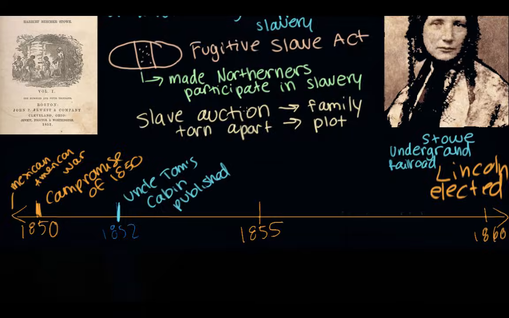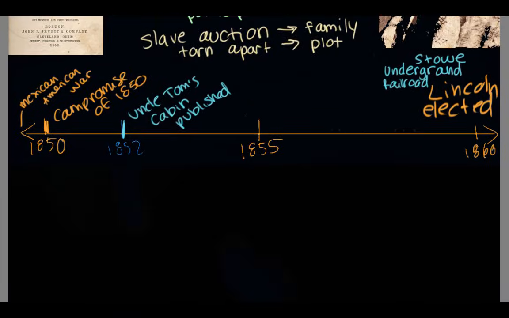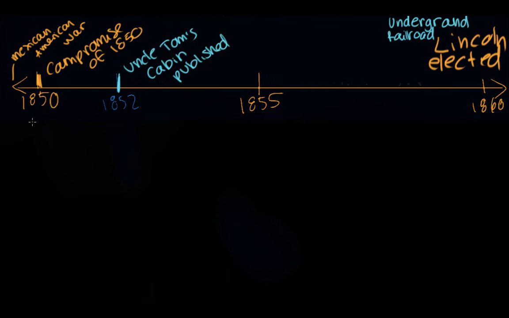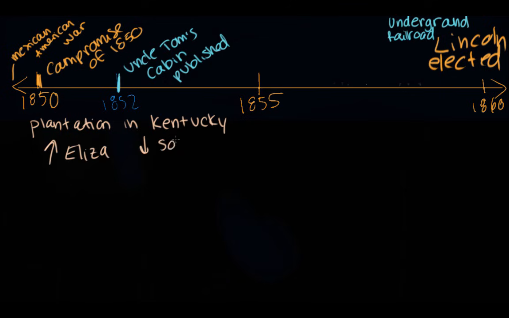All right, so what was Uncle Tom's Cabin actually about? Uncle Tom's Cabin was set on a plantation in Kentucky, and it starts out with this kind of group of slaves that are about to be sold to other plantation owners. And so Eliza and her son actually run away. They run up north, so Eliza goes up north. And Uncle Tom is sold down the river.